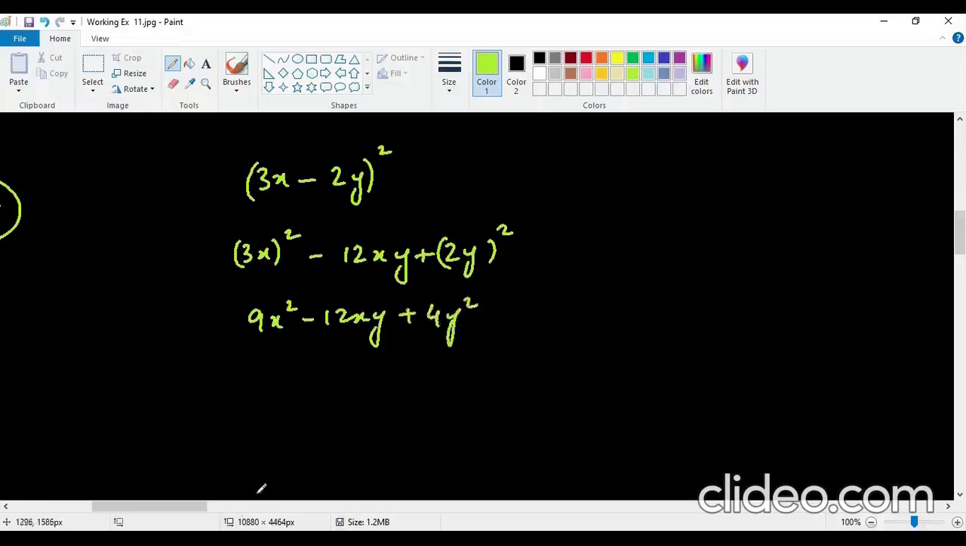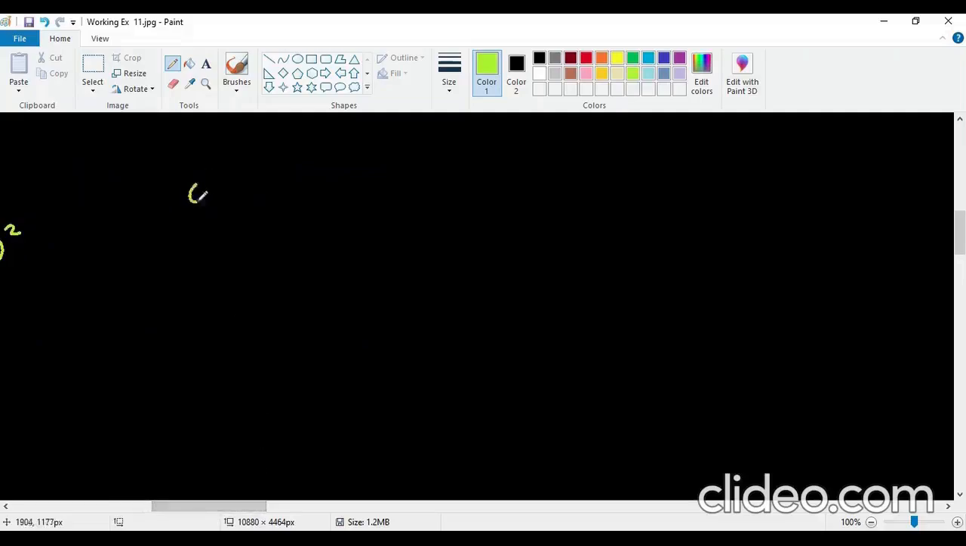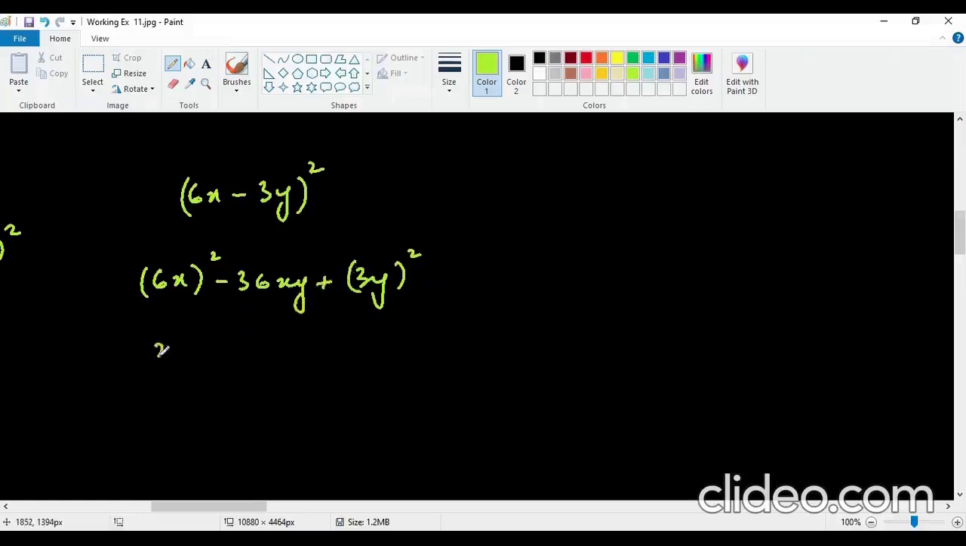Now, in case another question is like 6x minus 3y whole square. So what you will be doing is 6x whole square, and in here you write 3y whole square, and 6 times 3 is 18, 18 times 2 is 36. That means minus 36xy you will be adding, and this is going to be your 36x square minus 36xy and plus 9y square is going to be your final answer for this question.